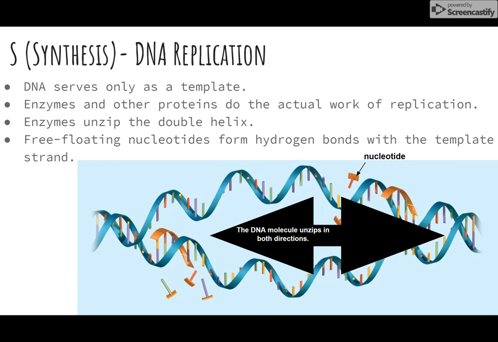First, it happens during the synthesis phase of the cell cycle. So if you remember the cell cycle, we have G1, we have S, we have G2, and we have mitosis. And S stands for synthesis, and what happens during that synthesis phase is DNA replication.